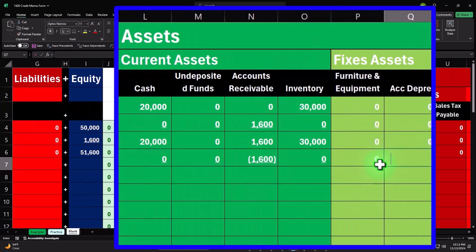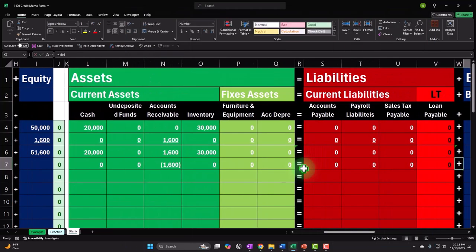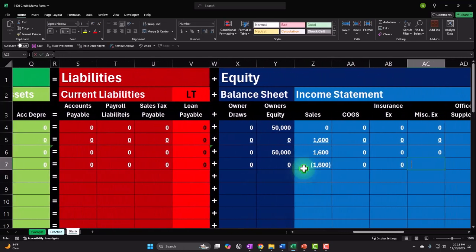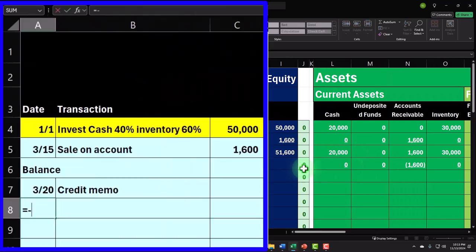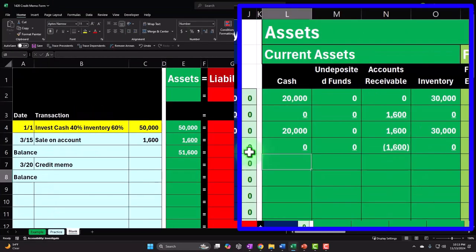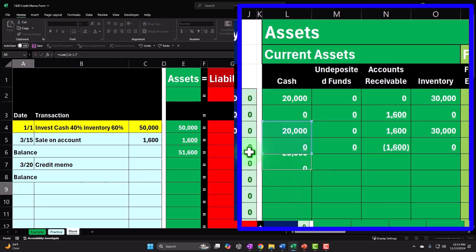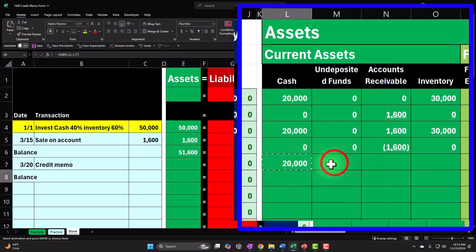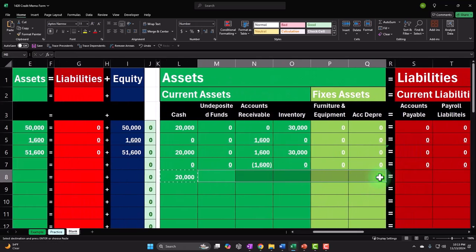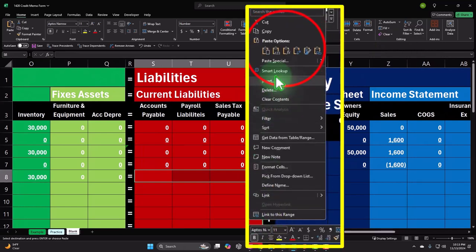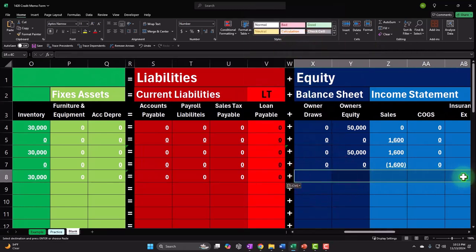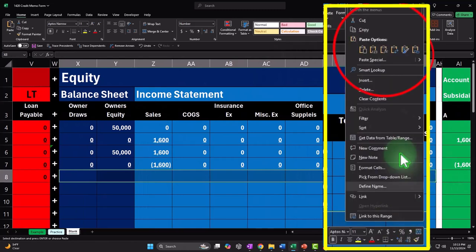Let's put some zeros across the board. Boom, boom, boom. And then we'll put a balance down here. Let's add this up, so we'll just sum it up, equals the sum, boom. And then I'm going to copy that across the board, pasting the formulas only, not the values, the formulas.